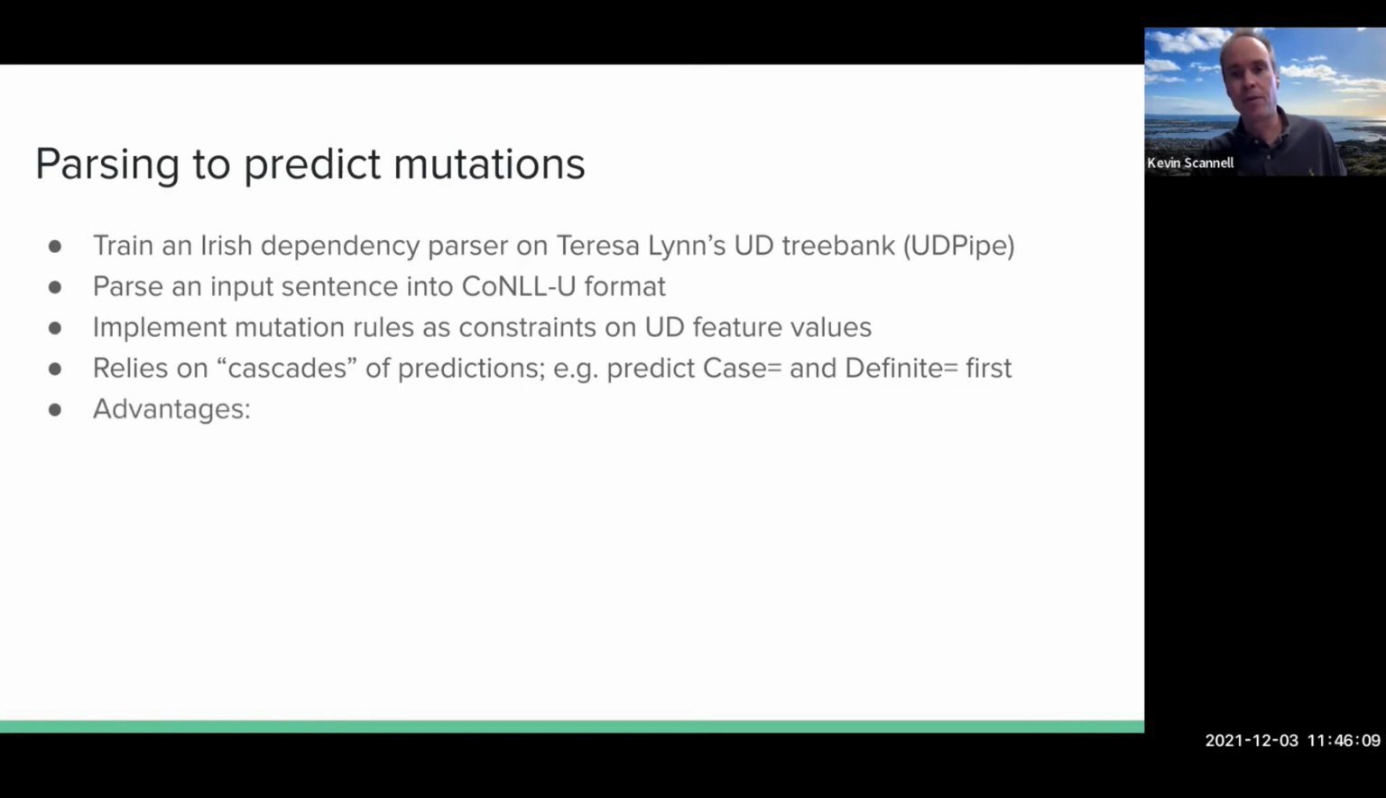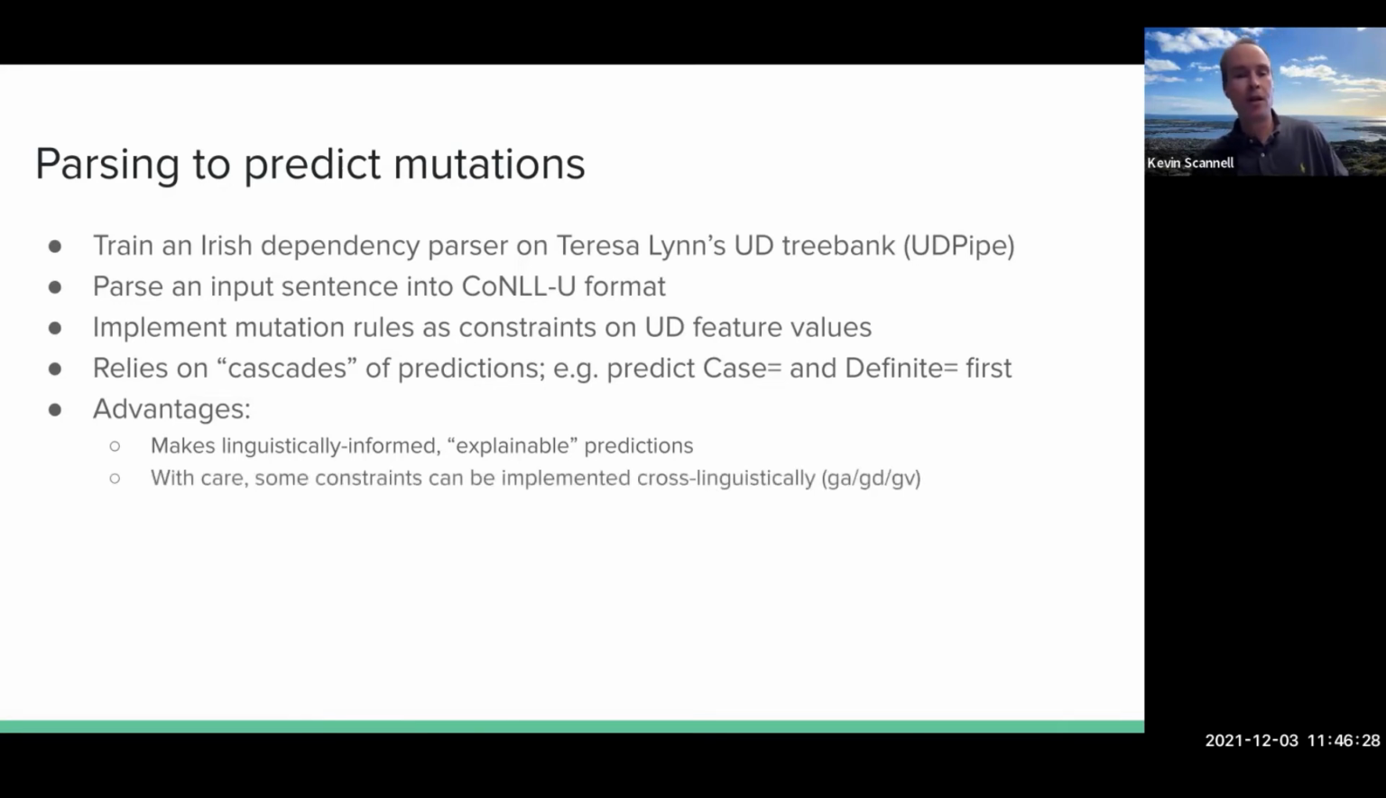So this approach works. The big advantage is that it allows you to do something better than the neural network, which is make linguistically informed and also explainable predictions. If somebody leaves out a mutation, I can say, here's the reason why it needs to be there. And a nice feature is that because many of the mutations are shared at least across the Gaelic languages, computationally, these constraints can be implemented once for all 3 Gaelic languages.